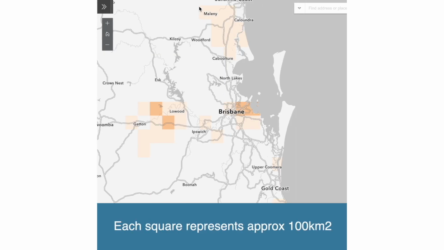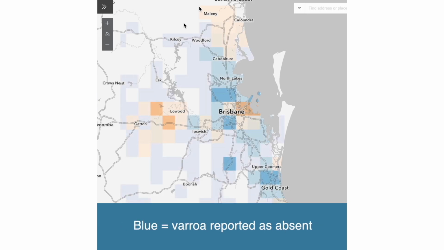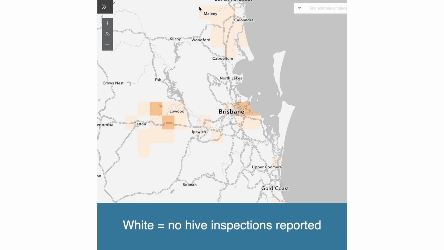Each coloured square on the map represents approximately 100 square kilometres. Orange indicates where Varroa mite has been reported as present, and blue indicates negative Varroa mite reports. White areas indicate no hive inspections have been reported in that area.